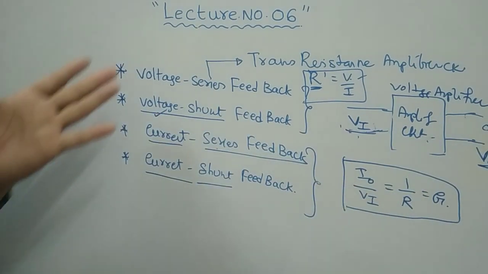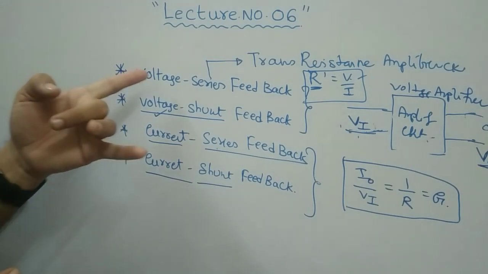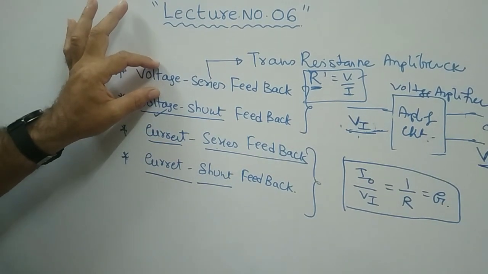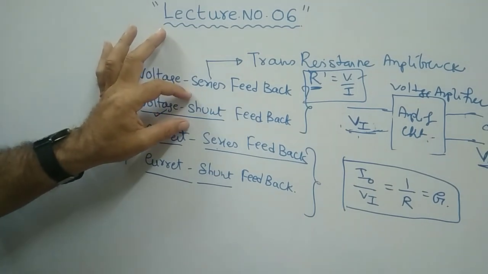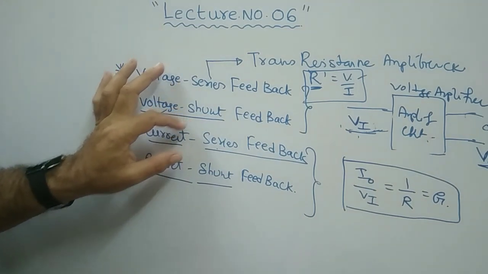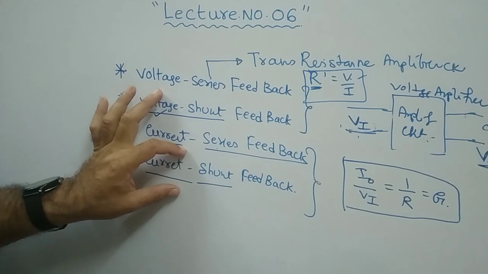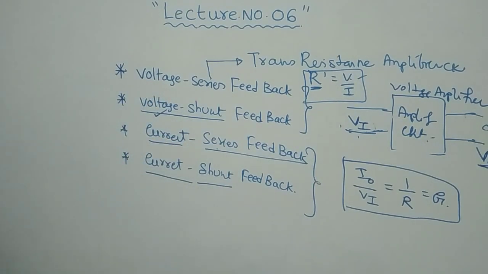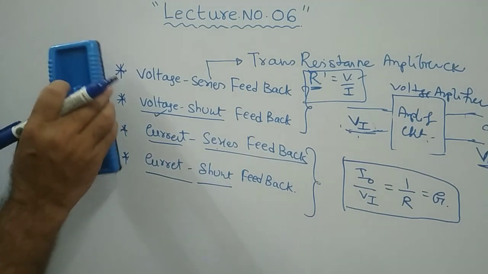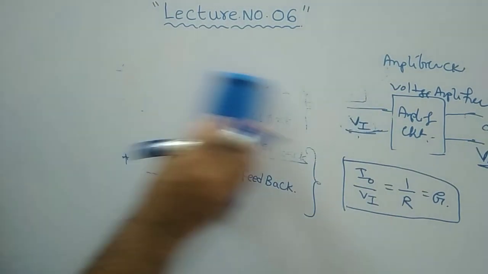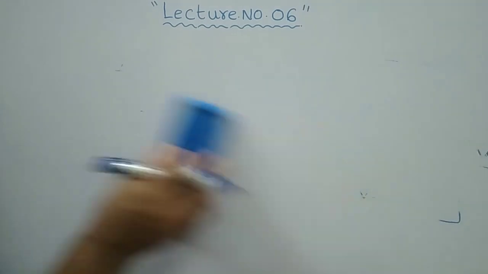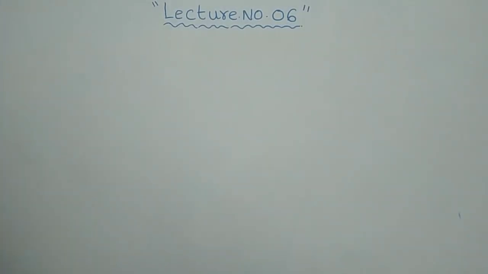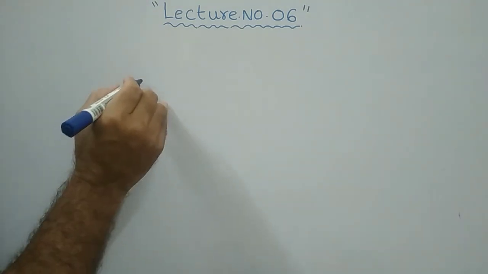Therefore, these are the 4 topologies, and for these 4 topologies we have 4 different names. This is the transresistance amplifier. This is the voltage amplifier. This is the current amplifier. This is the transconductance amplifier. These are the important points that I want to convey to you. And before I complete today's presentation, I want to give you one more important point to note down here.